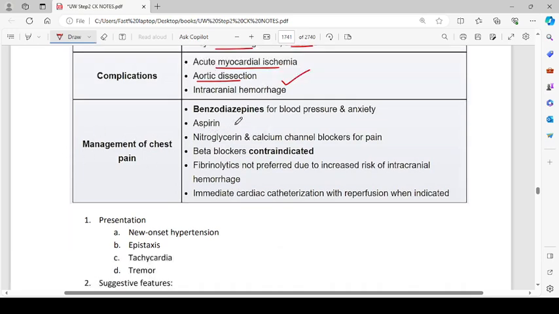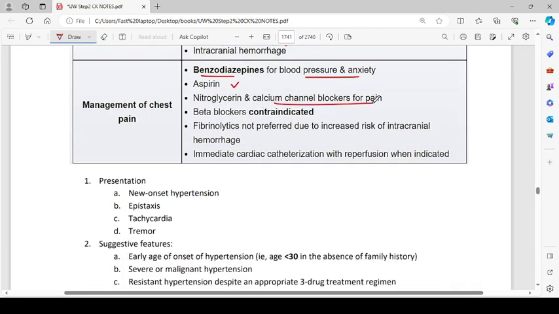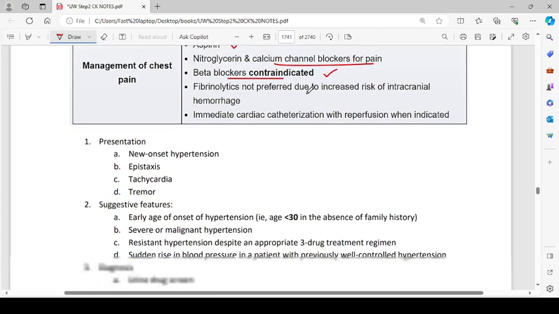Management of chest pain, we do that with benzodiazepine for blood pressure and anxiety, aspirin, nitroglycerin, and calcium channel blockers for pain. The beta blockers are contraindicated. Fibrinolytics are not preferred due to the increased risk of intracranial hemorrhage, and immediate cardiac catheterization with reperfusion when indicated.